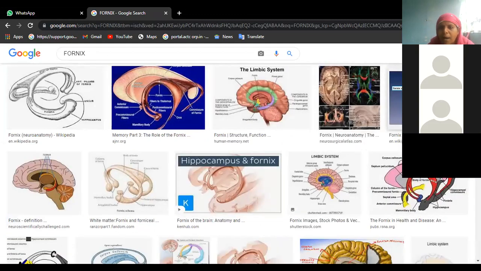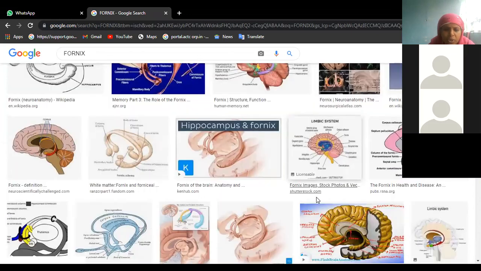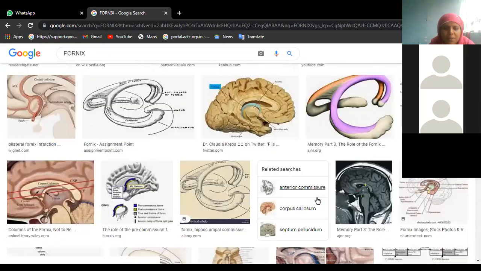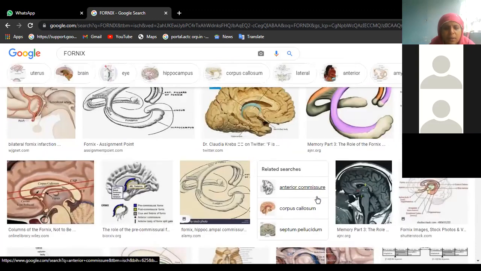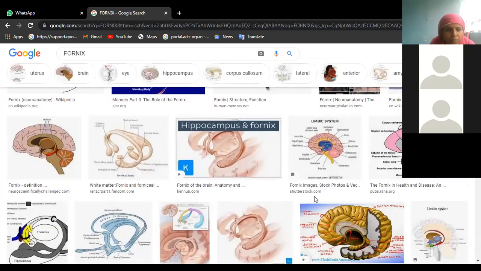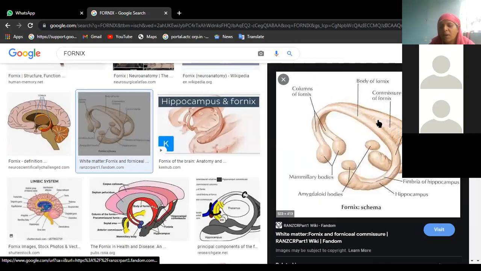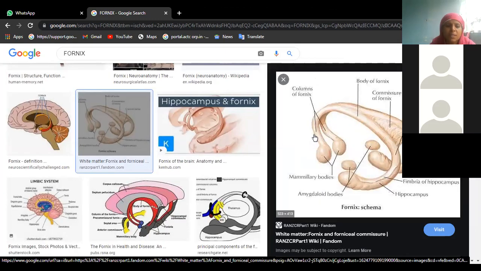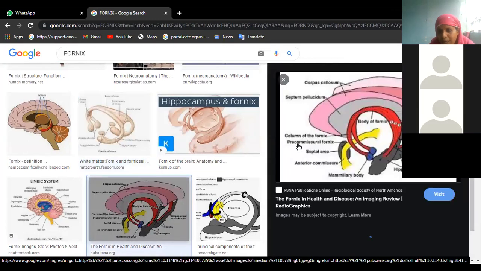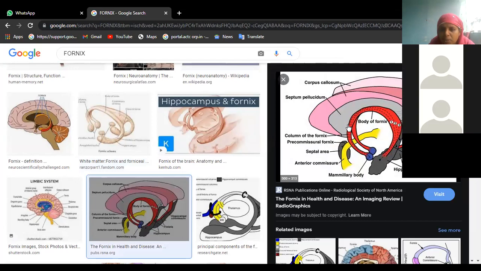So we should know the parts of the fornix. I'll try to share the same picture I shared previously so that you will recollect fast. I have shared this picture from Netter's Atlas. This is one of the white matter fibers we see just below the corpus callosum. In order to get orientation, let us make use of this picture. We know this is the corpus callosum, which is shown in pink color.